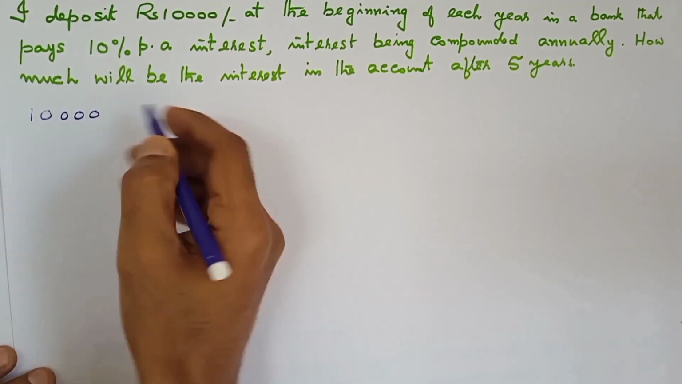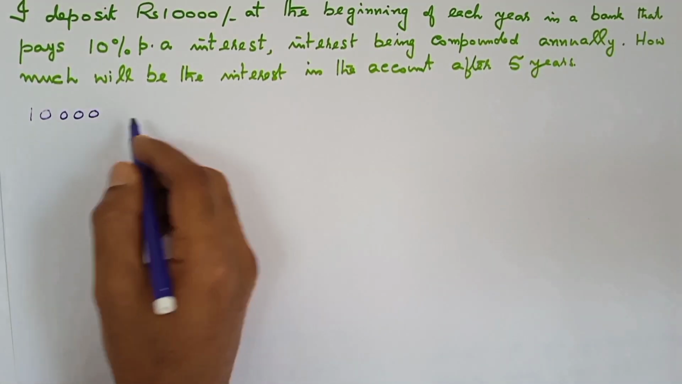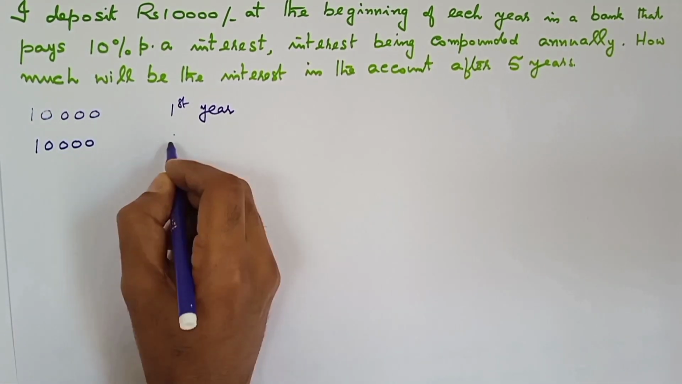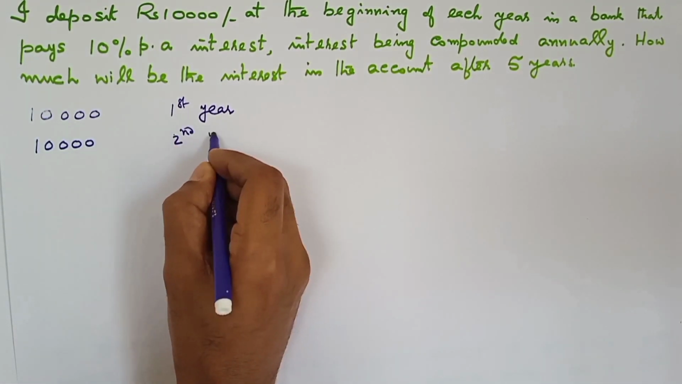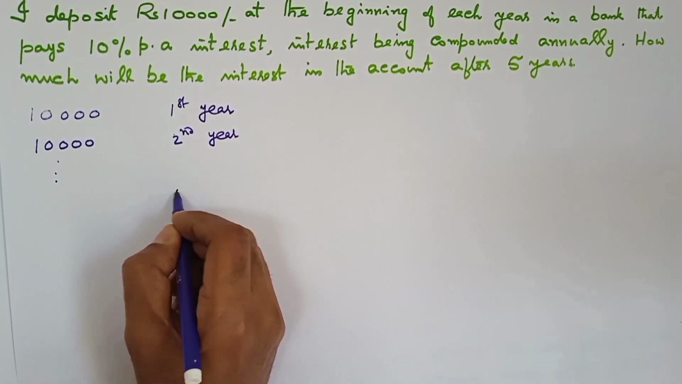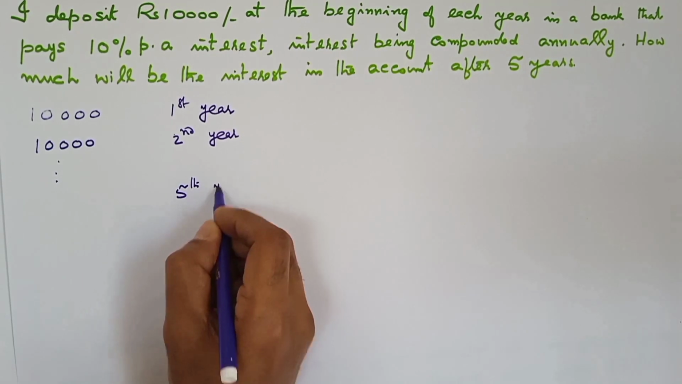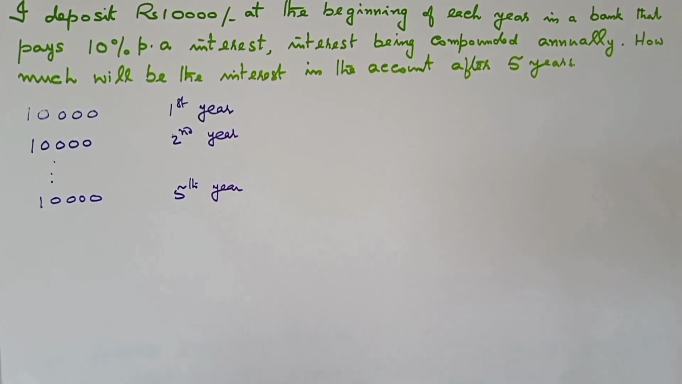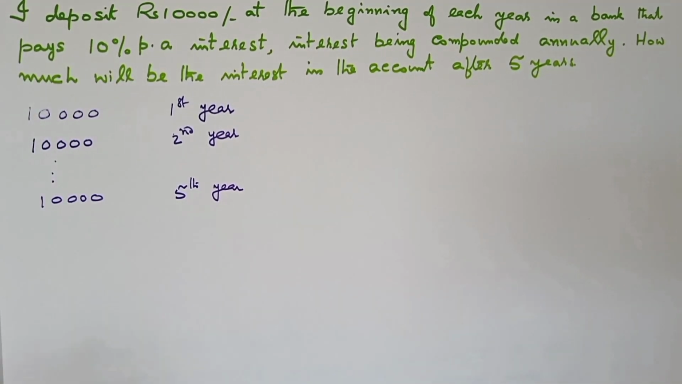10,000 rupees at the beginning of each year. At the beginning of the first year, then 10,000 the second year. It goes on. At the beginning of the fifth year, you will be making the fifth deposit. So 5 times you are depositing 10,000 rupees.